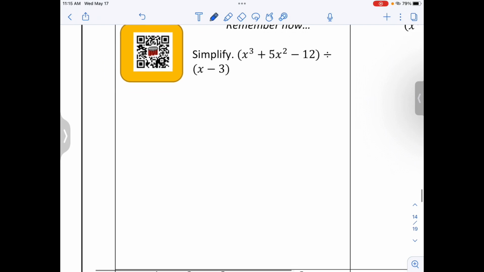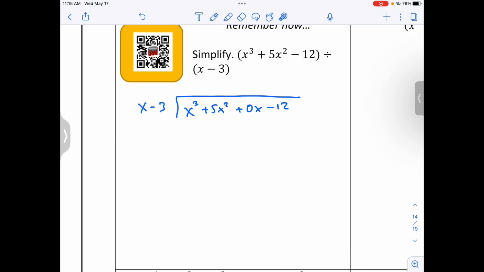We have a polynomial, x to the third plus 5x squared minus 12 divided by x minus 3. So I'm going to put that polynomial inside a divide sign, except we don't have a linear, an x term. We need to put a 0 in for that place. We're going to divide by x minus 3.